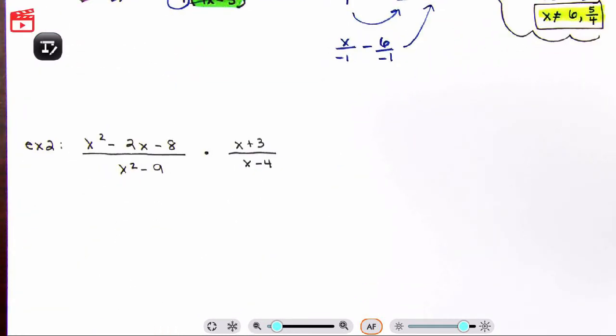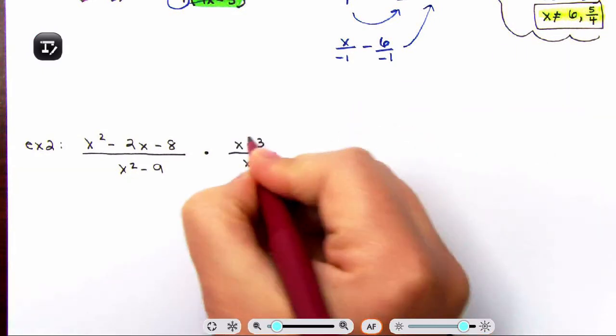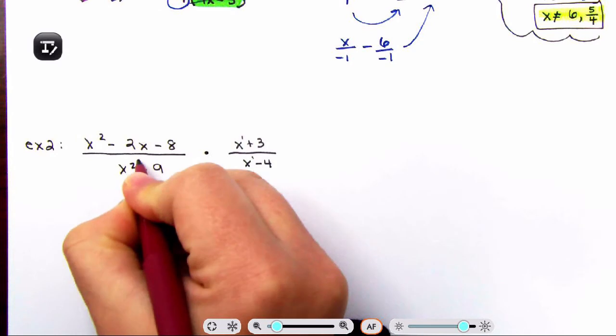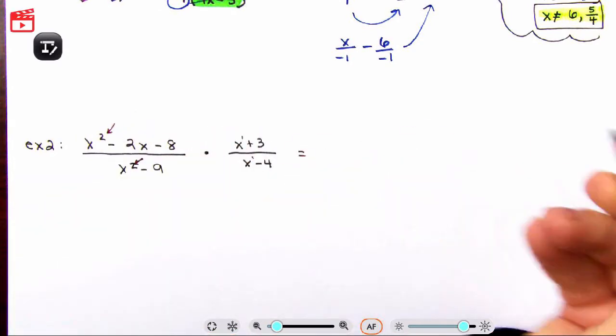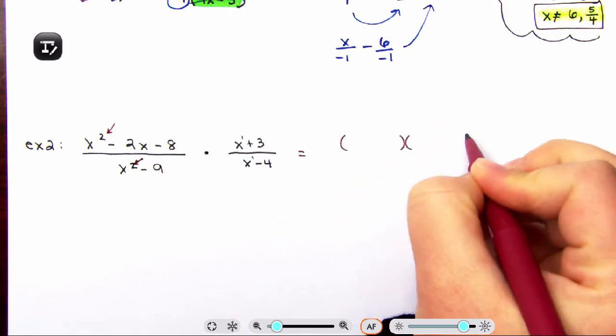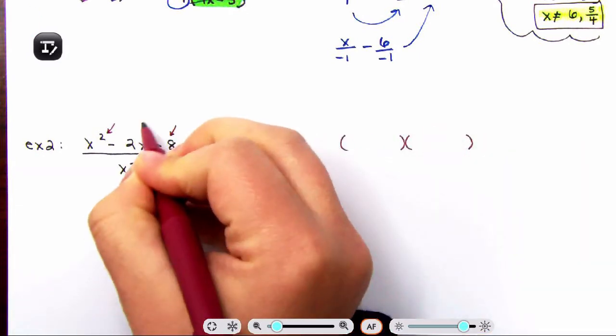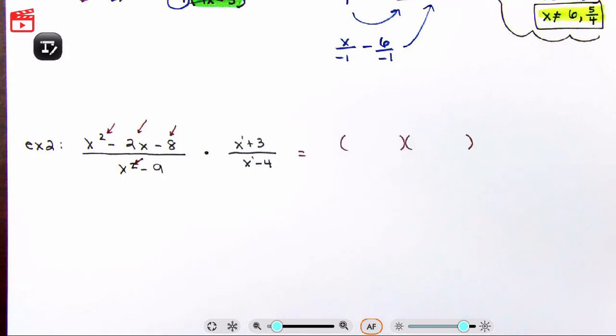I have x squared minus 2x minus 8, and I have these things. Step number 1 is always factor out numerators and denominators. Again, here's an exponent of 1, exponent of 1. Here's an exponent of 2, so I need to factor that. Here's an exponent of 2, I need to factor that. So again, two things that multiply to give me negative 8, but when I add them give me positive 2. Ooh, what can that be? I'm thinking 4 times 2 is 8.